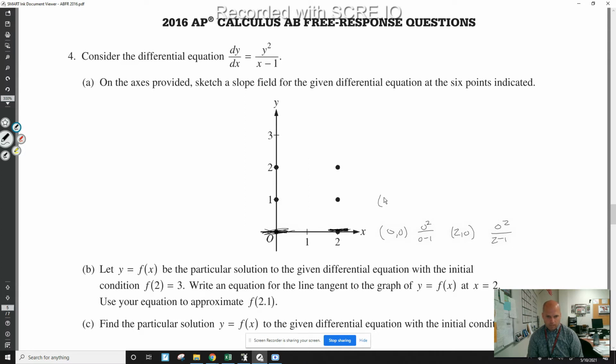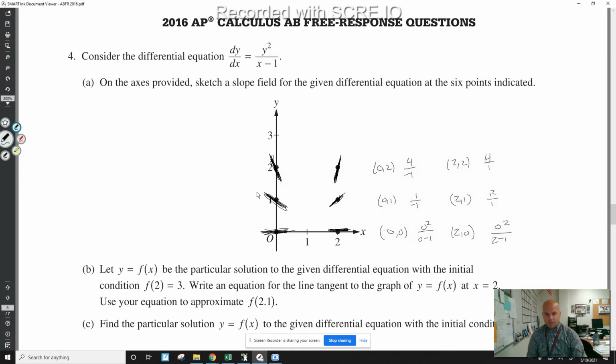Let's plug in 0, 1. So x is 0, y is 1. So I have 1 over negative 1. So that's negative 1. 2, 1. I'd have 1 squared over 1. That's just going to be positive 1. 0, 2. I'd have 4 over -1, -4, so steeper. Just make sure you show it that it's steeper. And then 2, 2, I'd have 4 over +1, so that's +4. Okay?